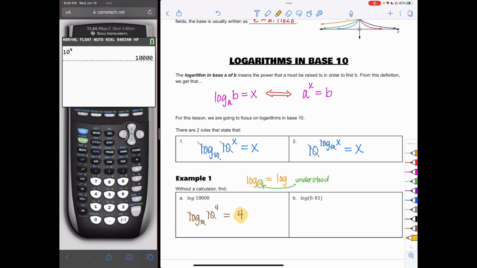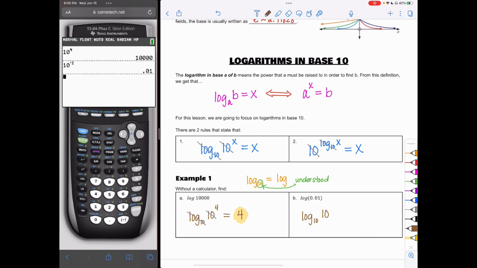without using the calculator. For part B, I can rewrite this as log base 10, and 0.01 is going to be equal to 10 to the power of negative 2. If I have 10 to the power of negative 2, you will see that I get 0.01.